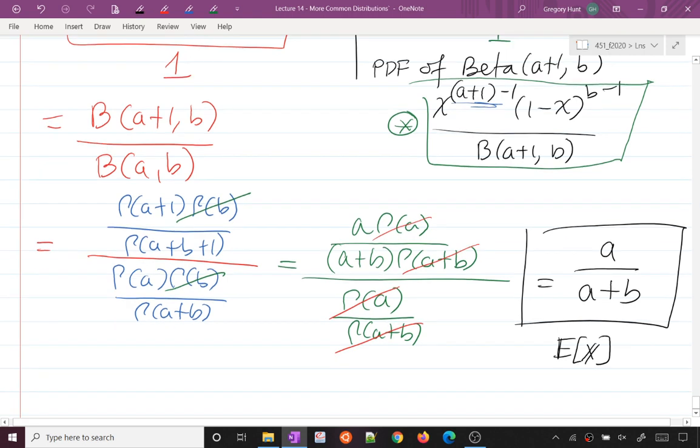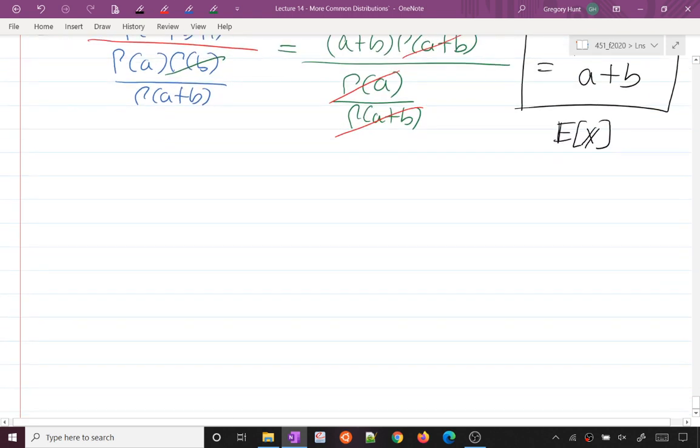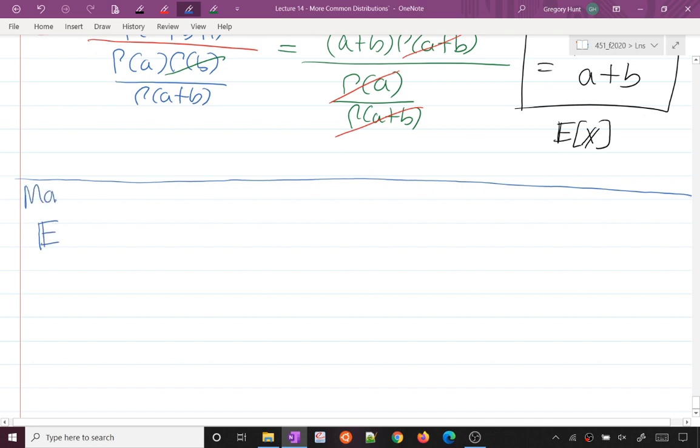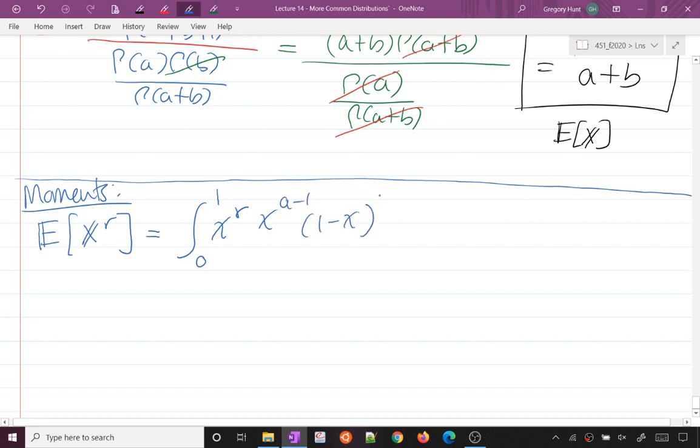Cool. Now, the next thing we typically want is the variance, and to get the variance, we typically will calculate the second moment. But like the gamma distribution, we can actually play this trick for any moment. So we can easily derive a formula for any moment of the beta distribution. So E of x to the r, I'm going to run through this real quick, okay? Integral from 0 to 1, x to the r times the PDF of the beta, x to the A minus 1, 1 minus x to the B minus 1, divided through by the beta function of A, B dx.